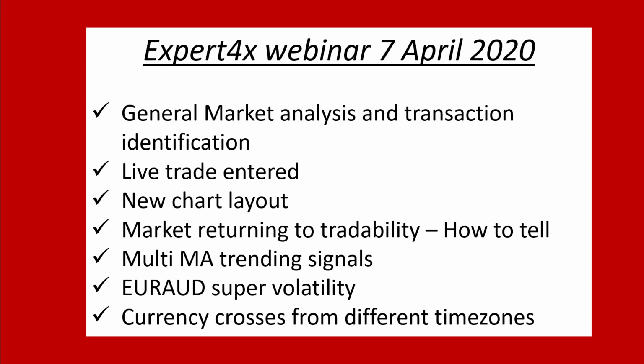We also looked at multiple moving average trending signals, and we discussed the EURAUD as a super volatility currency that can move 200 pips quite easily within one candle. Then we also discussed currency crosses from different time zones, how, for instance, the Euro Oz compares to the Euro Pound, which is in the same time zone.